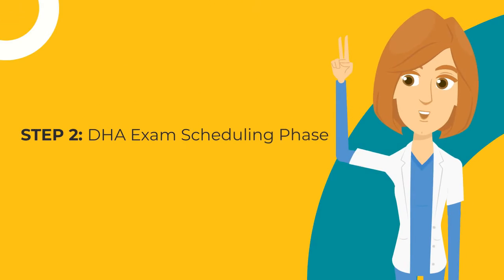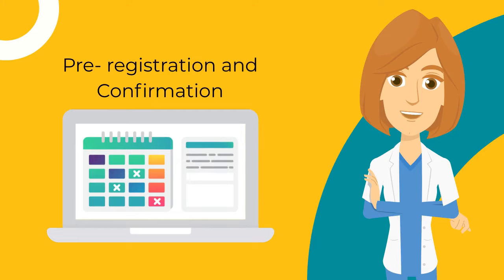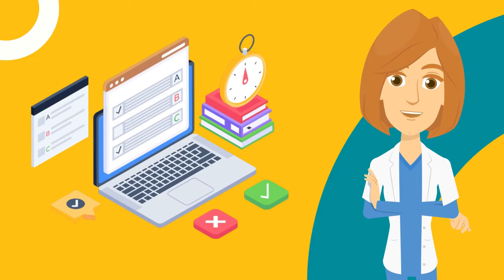Step 2. DHA Exam Scheduling Phase. The DHA exam booking and scheduling phase is the pre-registration and confirmation of the candidate's DHA exam schedule. At this phase, you should get ready for the DHA exam questions that you might encounter on your exam and study the DHA exam pattern to be prepared.